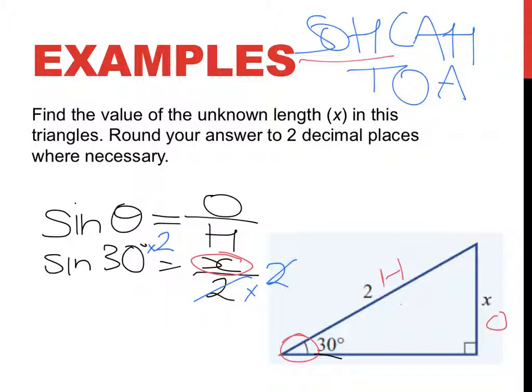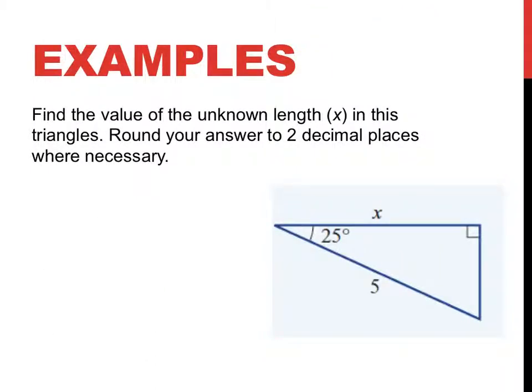So sine 30 times 2. I get my calculator out, and I type in sine 30, times by 2, and I'll get an answer of 1. So therefore x must equal 1. That's it. Let's look at the next example.